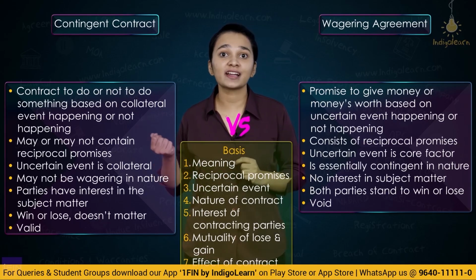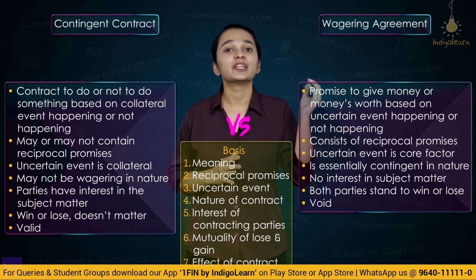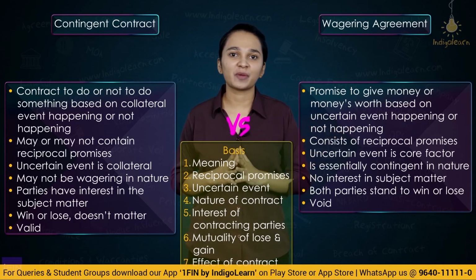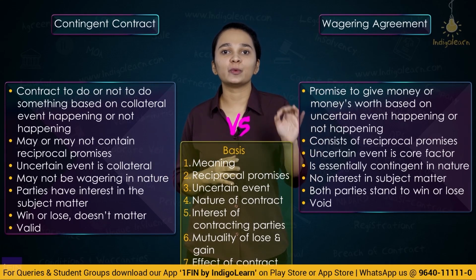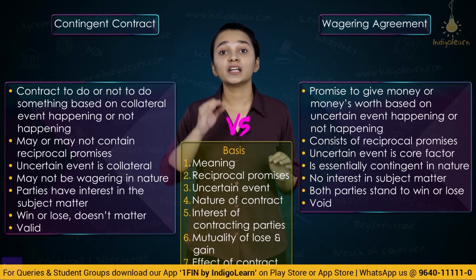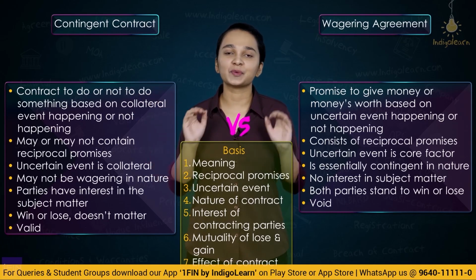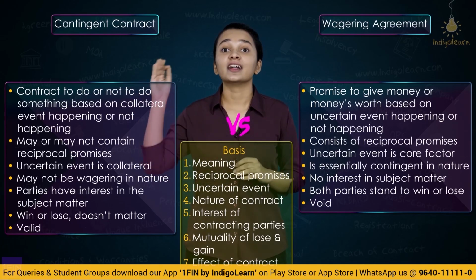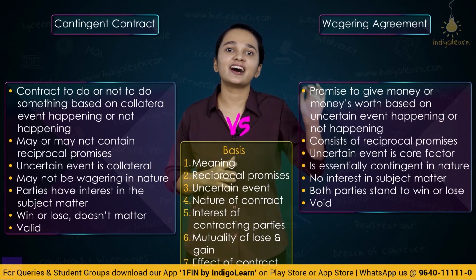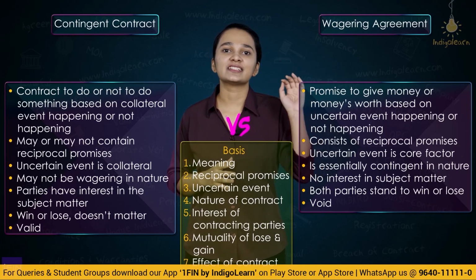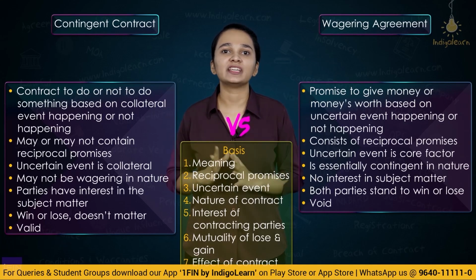In contingent contracts, the parties are interested in the subject matter, whereas in wagering agreements, the parties are not interested in the subject matter of the contract. In wagering agreements, both parties are in a position to win or lose. But in contingent contracts, there is no probability of win or lose for both parties. Contingent contracts may not be wagering in nature, but wagering agreements are essentially contingent in nature. So this is one very important difference on which a question can also be asked.